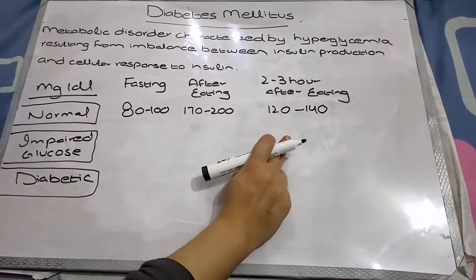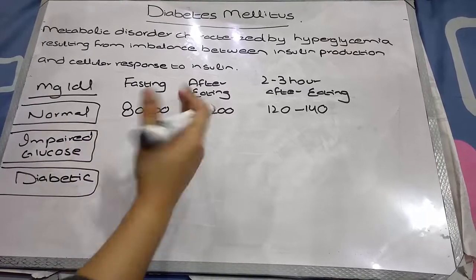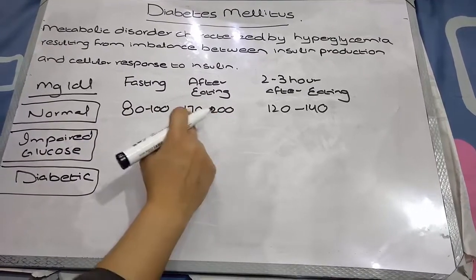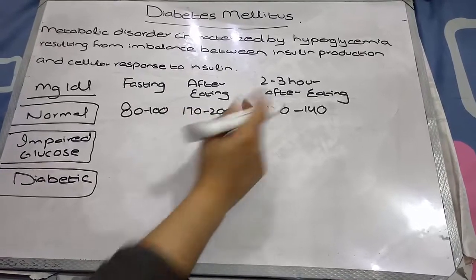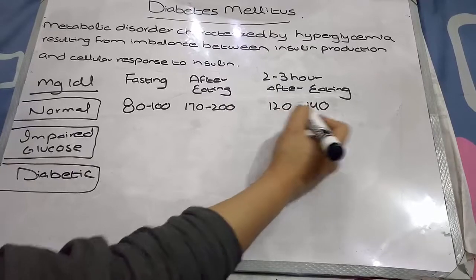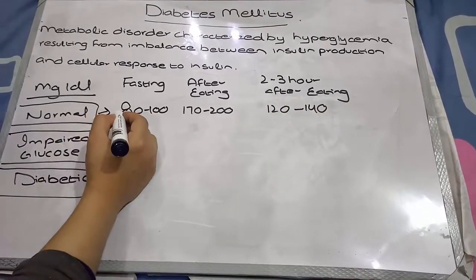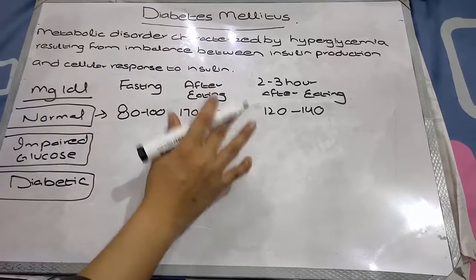You could see the difference. Before eating, when you have nothing, it's between 80 to 100. And after having your meal, it's between 170 to 200. And after 2 to 3 hours of eating, it's normal again, 120 to 140. This case is for those who are normal, who are not classified as diabetic.